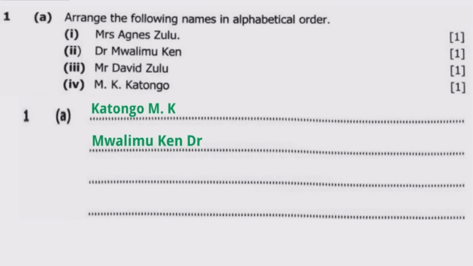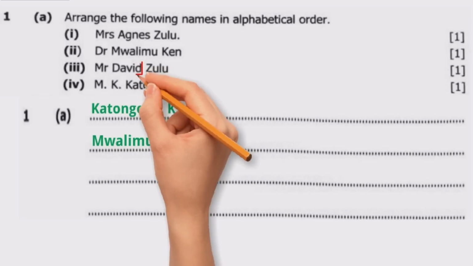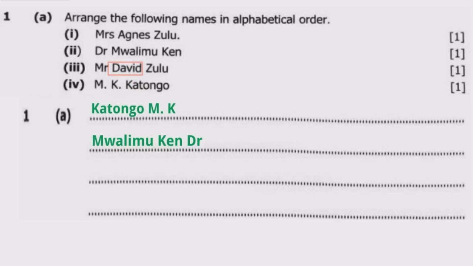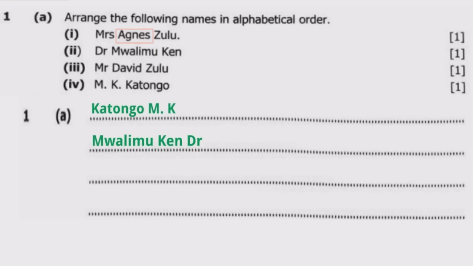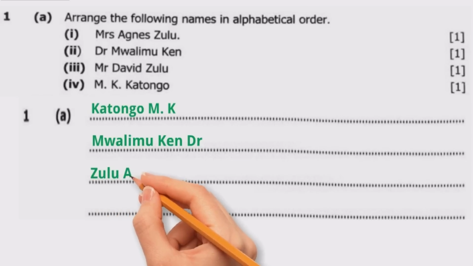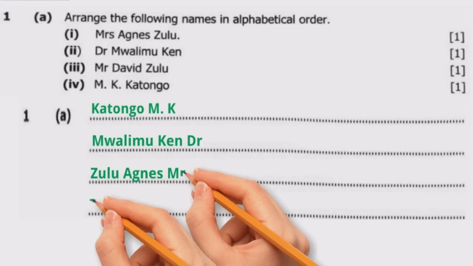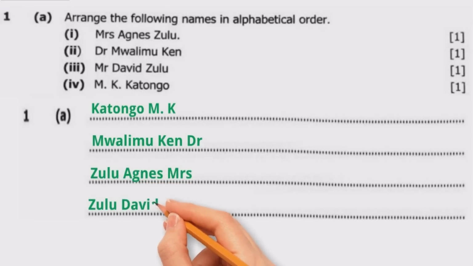Then number 3, we check on Zulu, between David Zulu and Zulu Agnes, which one comes first? David starts with D, Agnes starts with A, so A comes before D. So we say Agnes will be third. So we record Agnes there. Then Zulu David will be last. Okay, so like that, we have arranged those names in alphabetical order.